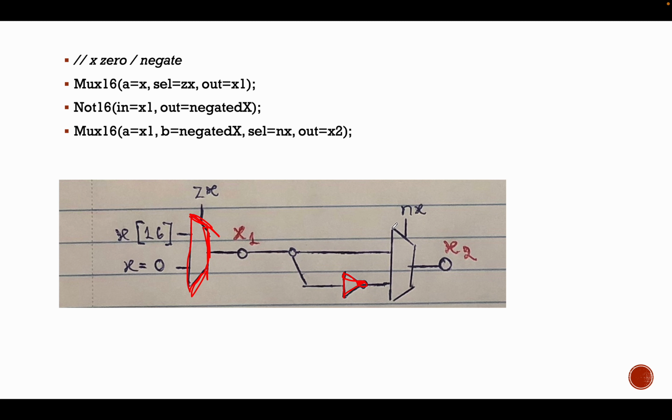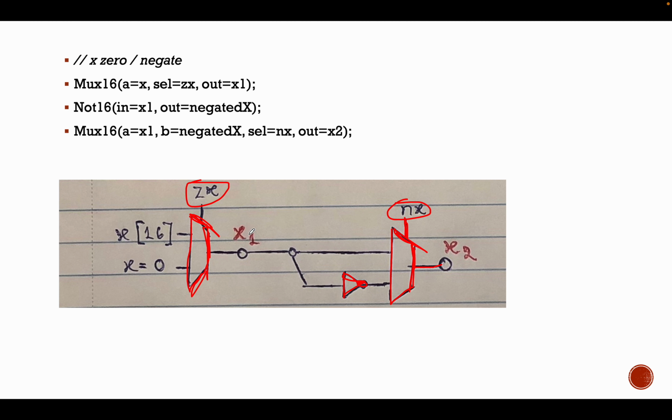So again, we will use the multiplexer because remember, this is like a choice. It's like a selection. So we need to select which one to output, and the bit that determines the selection is the NX, and same for here. The bit that determines the selection for this multiplexer is ZX, and as for this one, it's NX.